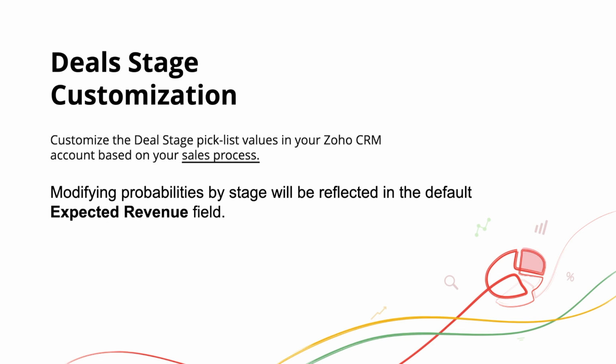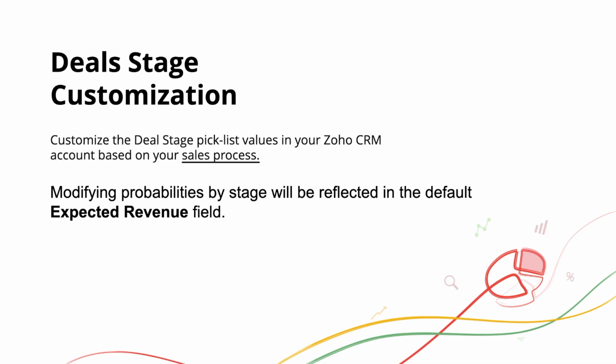Deal stage customization, this is one that I've seen to be sort of a crowd favorite. This will allow you to set the stages relevant to your business and use the terminology so that you can identify where a certain lead or a deal is within your sales pipeline.